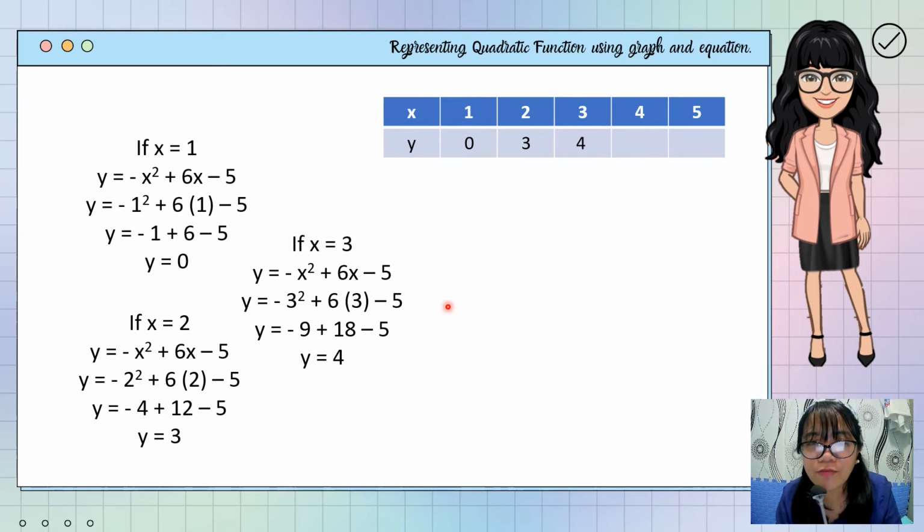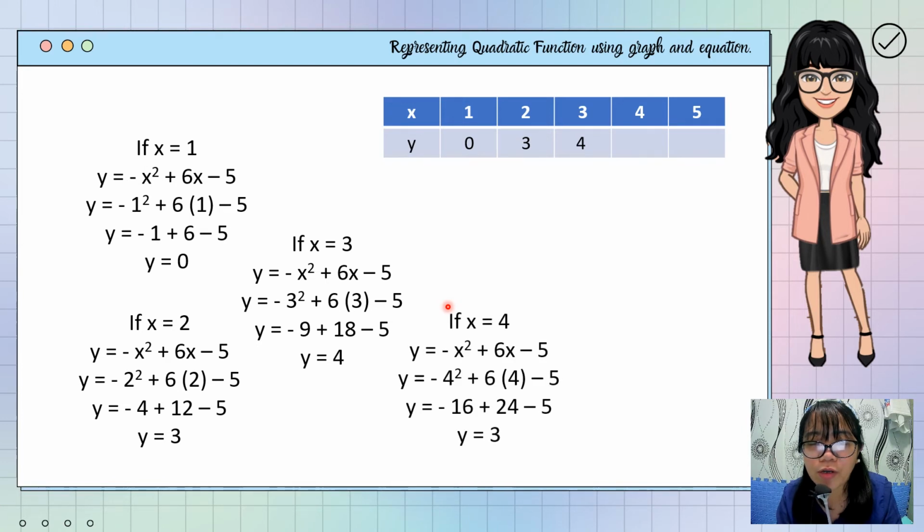And then we have x is equal to 4. If x is equal to 4, then our quadratic function is y equals negative 4 squared plus 6 times 4 minus 5. Negative 4 squared is 16, 6 times 4 is 24, minus 5. Negative 16 plus 24 equals positive 8. Minus 5, that is equal to positive 3. So if x is equal to 4, then y equals positive 3. So our next ordered pair is 4, 3.